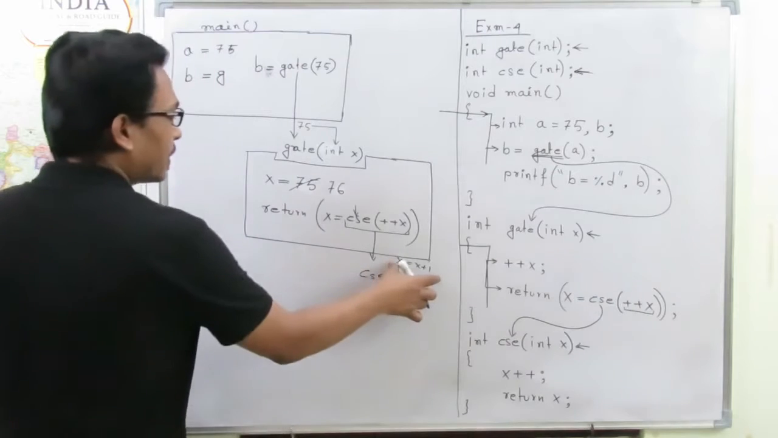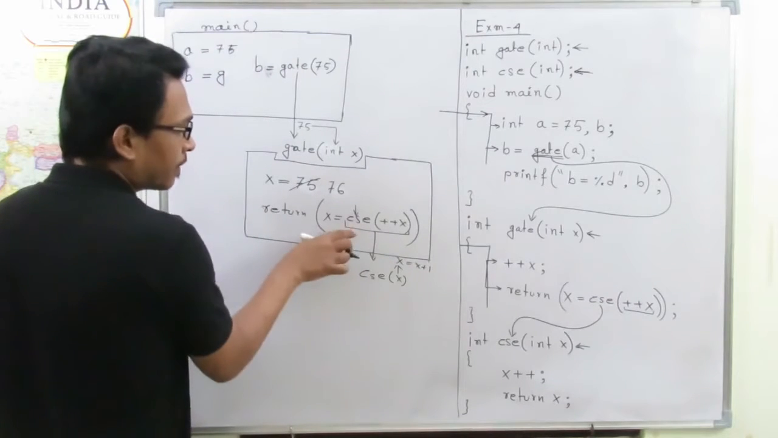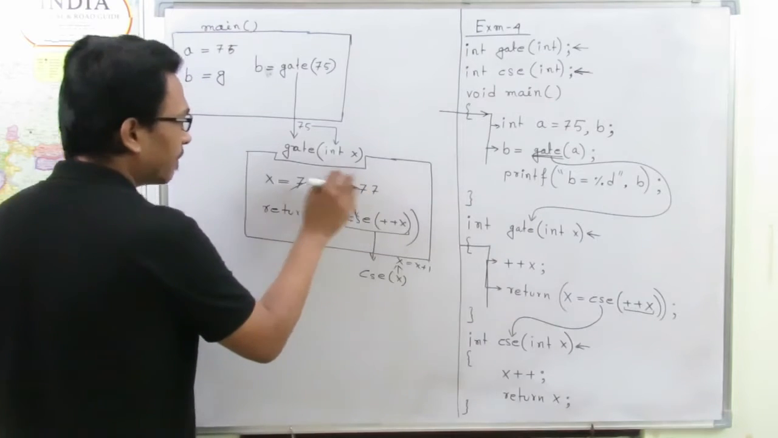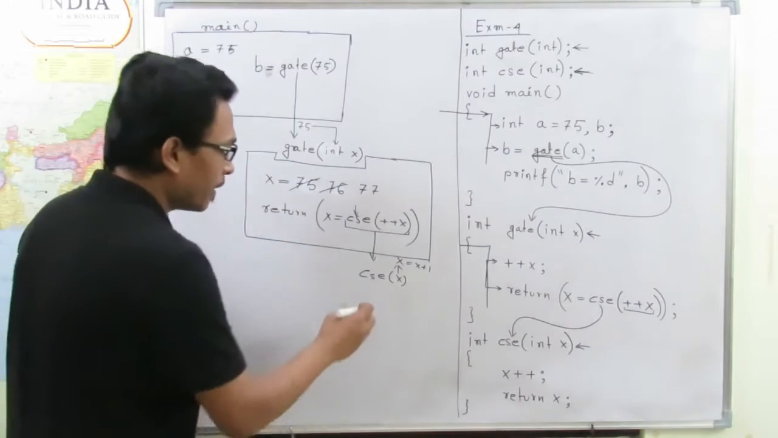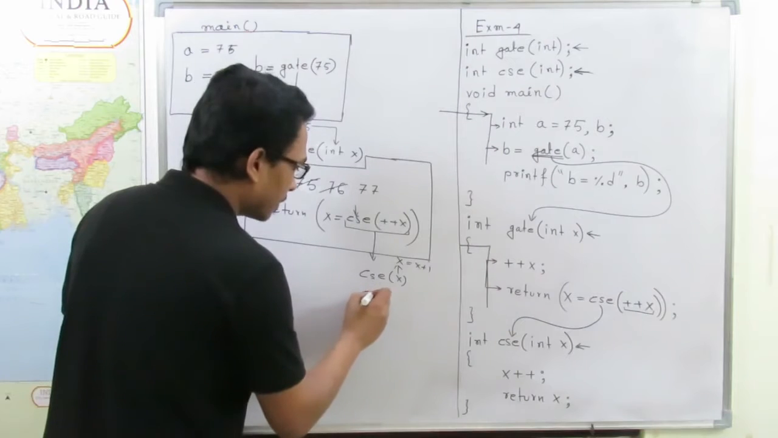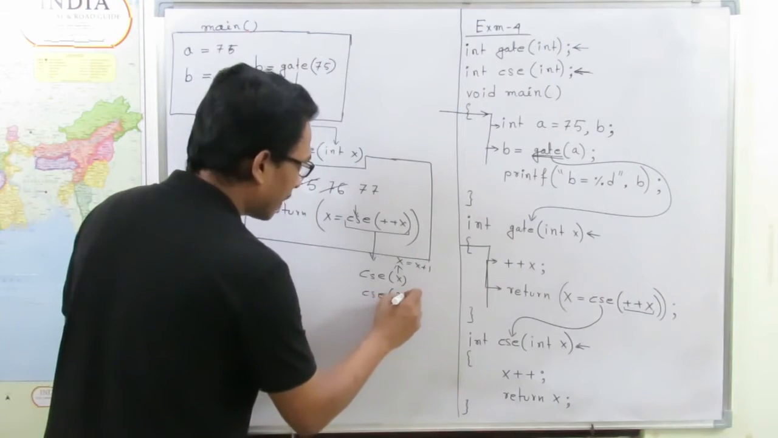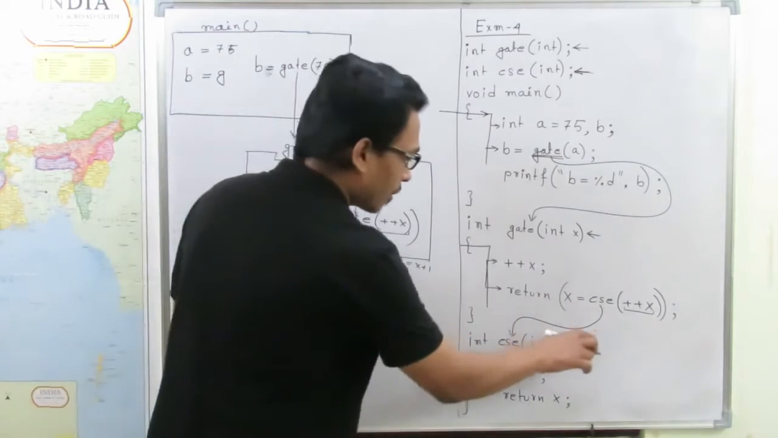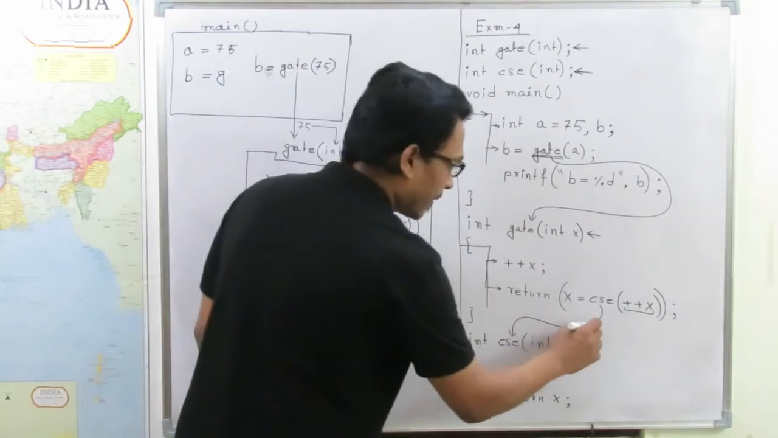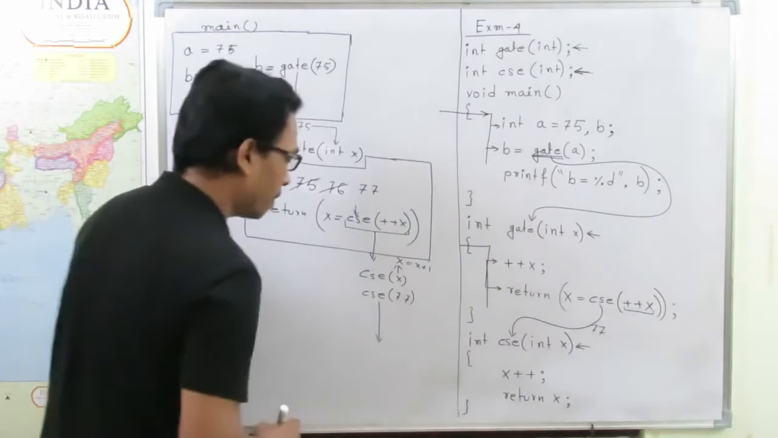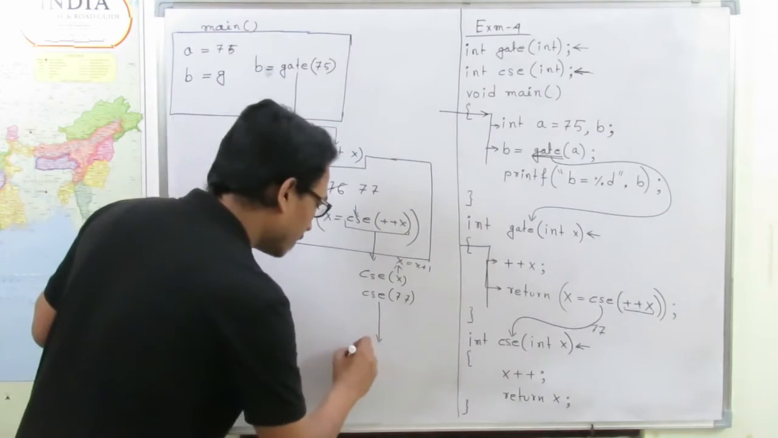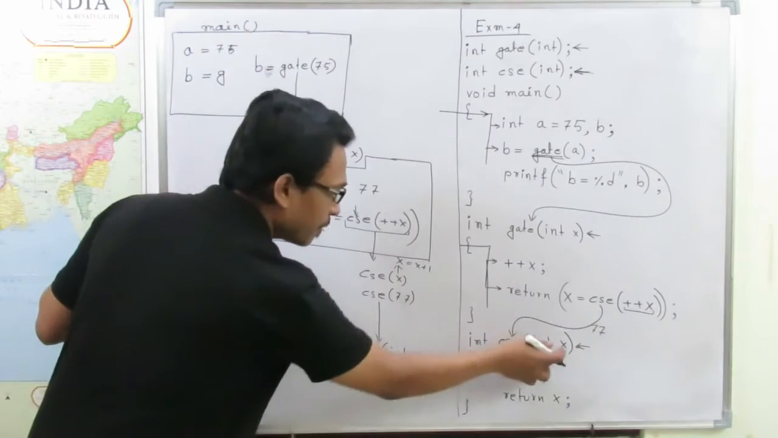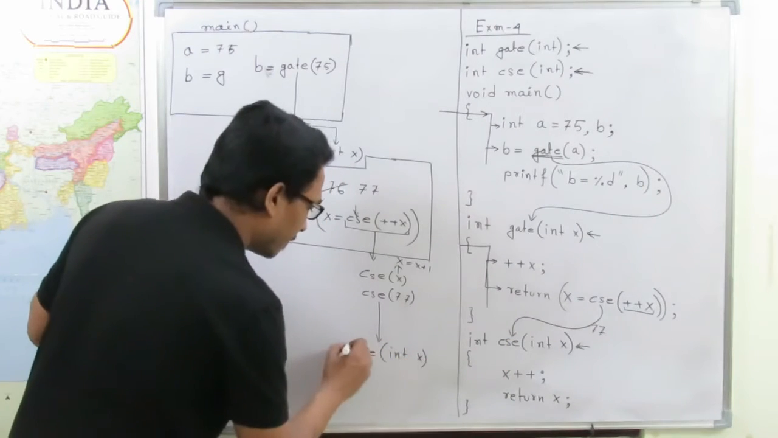That means first the value of the variable x is incremented, so the value of variable x will become 77 inside the get function, and then the argument becomes CSE(77), and control comes to this CSE function with parameter 77. Now inside this CSE function, the argument is again received by another variable x.